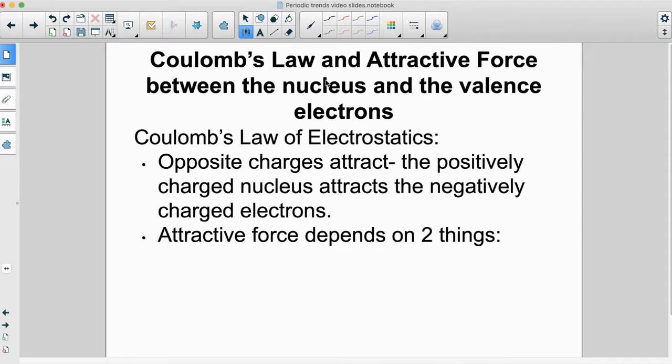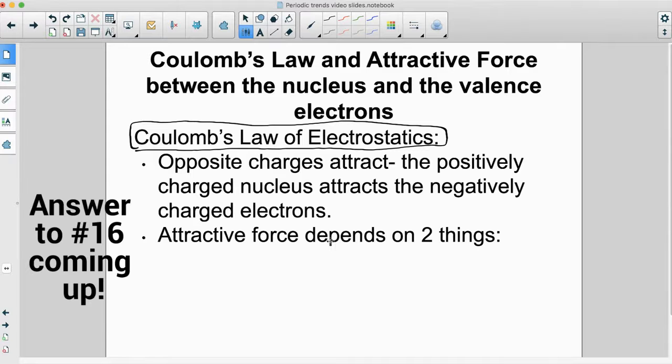We talk about the nucleus because we want to talk about the attractive force between the nucleus and the valence electrons. And we have a special law in physics and chemistry that describes how things attract. Here, Coulomb's law of electrostatics says that opposite charges attract. And you've heard this before, that positive charges are attracted to negative charges. So here the nucleus attracts the negatively charged electrons. And the attractive force depends on 2 things. The first thing is higher nuclear charge.